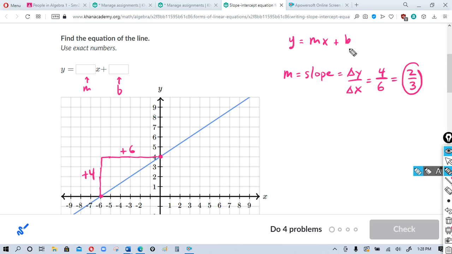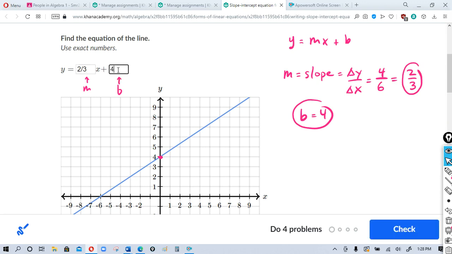For b, that is just the point where it crosses the y-axis, or intercepts the y-axis. Point b, where it hits the y-axis, is right here. So b is 4. That's it. We just enter these numbers in the box. m is 2/3, so you can just write 2/3, and b equals 4. Just put in the 4.